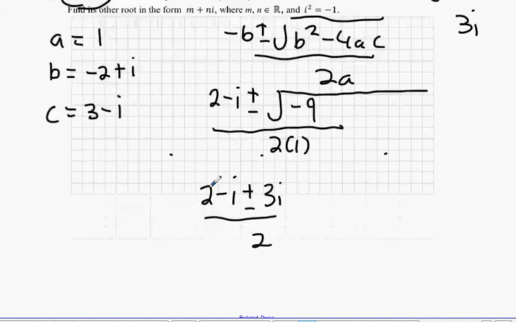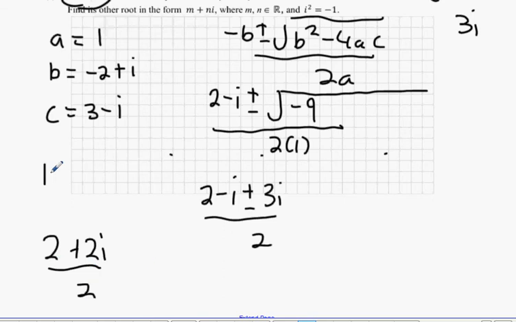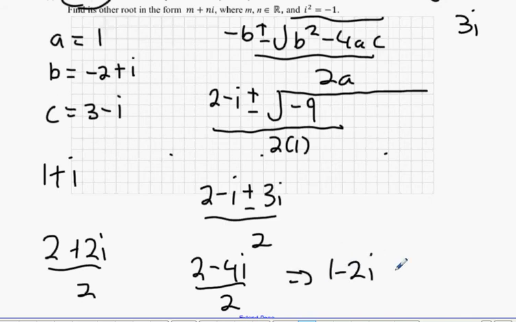So 2 plus 3... oh, sorry, 2. What's minus i plus 3i? 2 plus 2i over 2. That's our 1 plus i then, isn't it? As predicted. Then the other way, 2 minus 2i, is it? 2 minus 4i over 2, which is 1 minus 2i. There you go, there's your two answers.